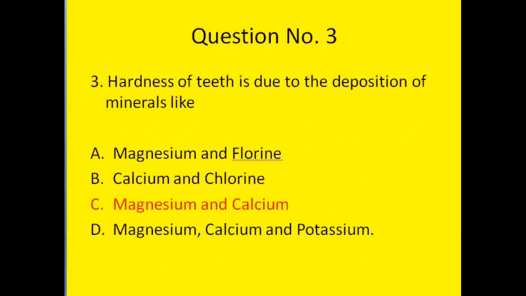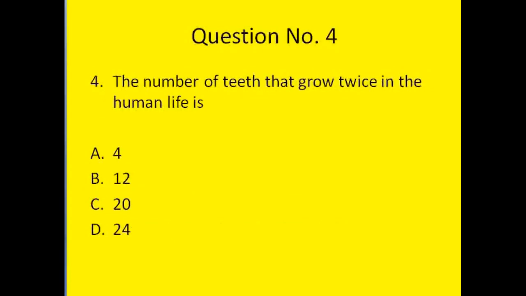Question number 3. Hardness of teeth is due to the deposition of minerals like magnesium and fluorine, calcium and chlorine, magnesium and calcium, magnesium, calcium and potassium. In this, magnesium and calcium is the correct option. Okay. Question number 4. The number of teeth that grow twice in the human life is 4.